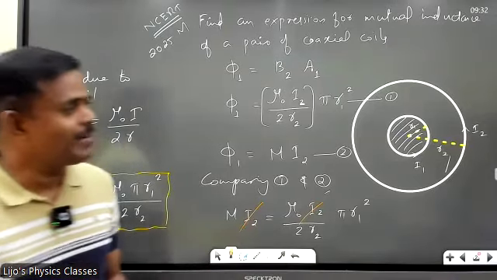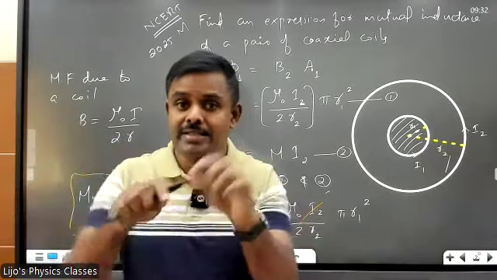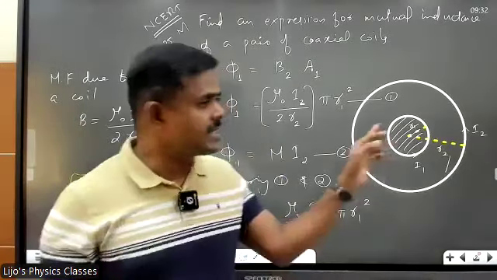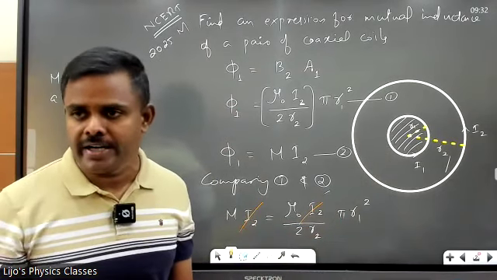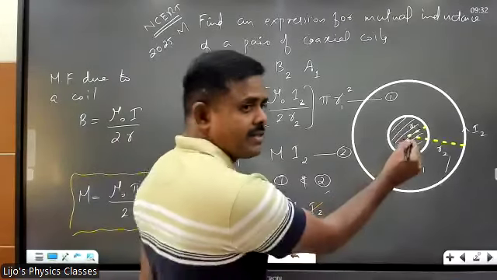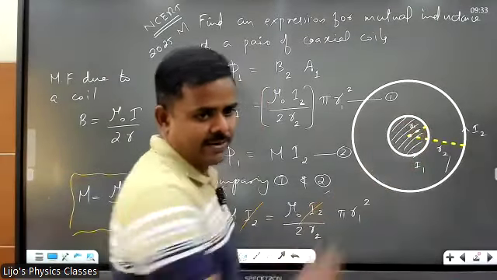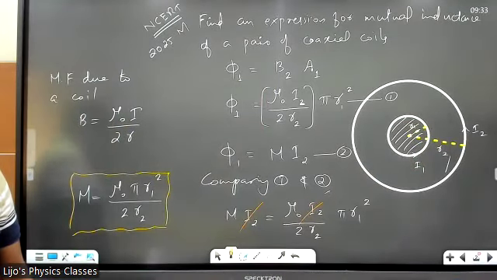Sorry, all along I made a mistake. It's not coaxial. Coaxial is given for cylinders. This is concentric. Make the correction everywhere. Coaxial has to be changed to concentric. Concentric means what? Same center, right? Both the coils have the same center.